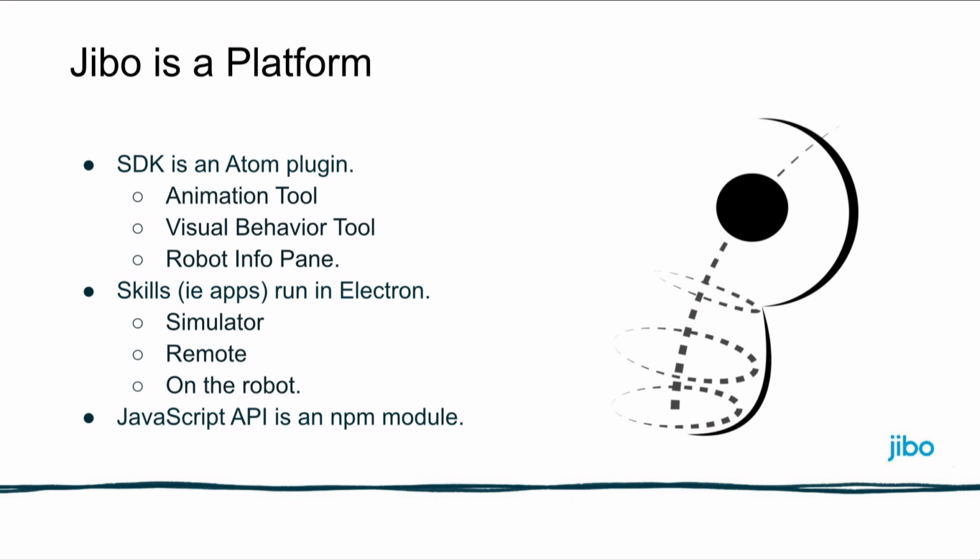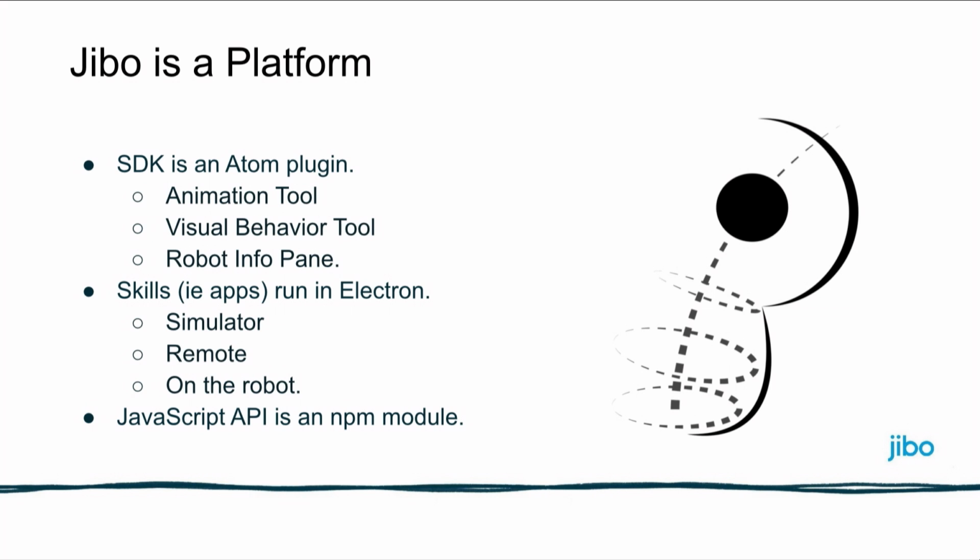So we decided that we were going to run all of our skills, we call our skills apps, in Electron on Jibo. Bonus points, there's this IDE called Atom that's built on top of Electron. So we also decided to build our SDK as an Atom plugin. And this actually has some really beneficial effects. We can run the same code that's doing the motion control and all the other things on Jibo in our SDK as well. So it's actually very powerful. When you run in the simulator and the animation tool, all that's the same code as is running on the robot. So as a startup, that makes it really easy to work on multiple platforms.